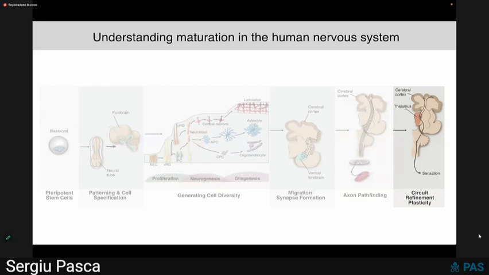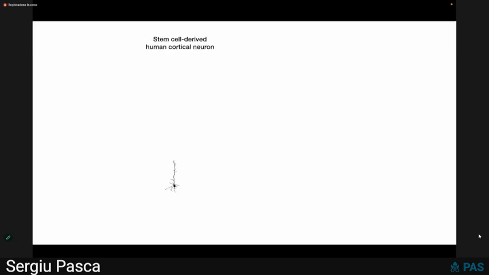And this was prompted by a very surprising observation that we made a few years ago. This is a stem cell-derived human cortical neuron at about 200+ days kept in a dish. If you look carefully, it does look like a pyramidal neuron. It has a long apical dendrite and a few basal dendrites. It looks sort of pyramidal.